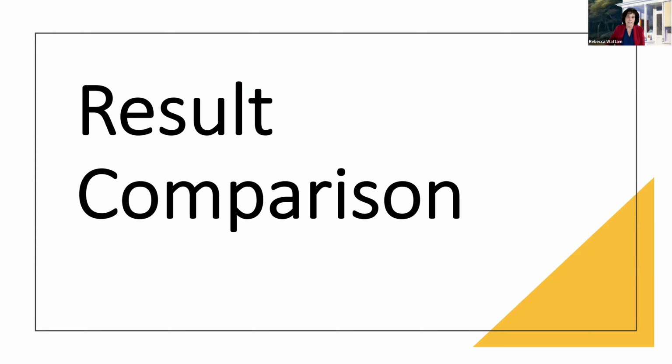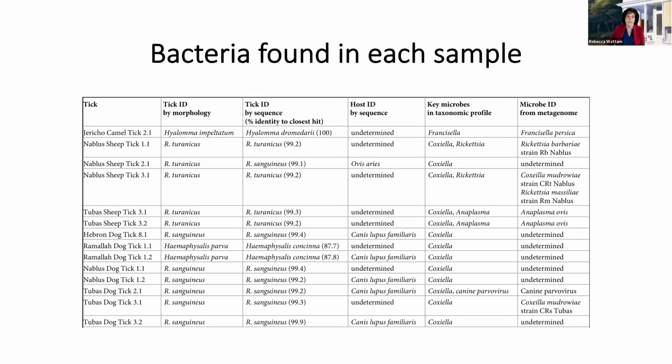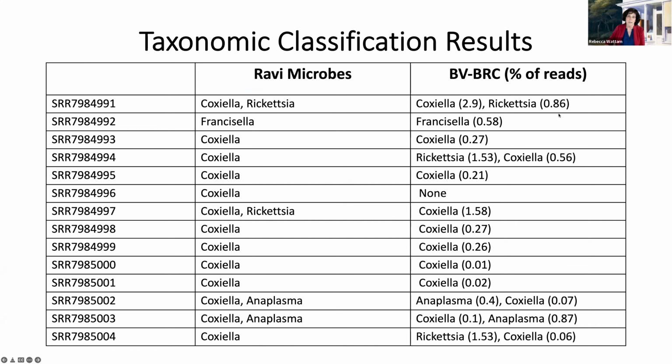So let's look a little bit at the results. For taxonomic classification, remember this showed you the ticks, the tick morphology, sequence, host, and the key microbes in that, and also from the metagenome. But let's look at the microbes. Remember, they used Centrifuge, we used Kraken 2.